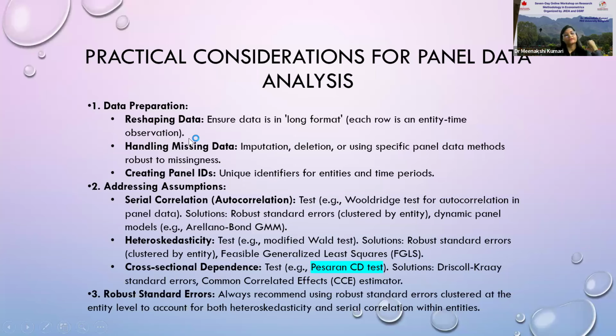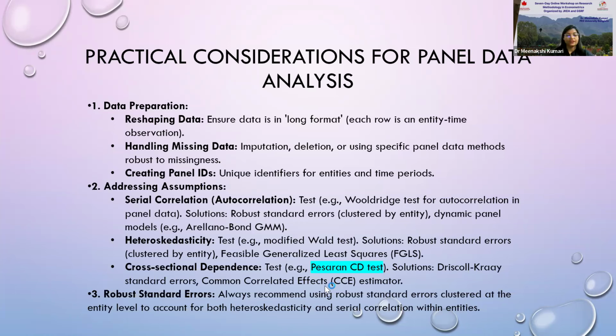What we do, if we have wide form data sets, we make it long, because panel data needs long format, meaning each row should be an entity and variables should be in columns. We need to deal with the missing data properly. And we need to create panel IDs for country, IDs for year, right?